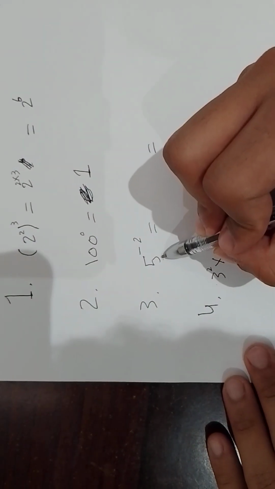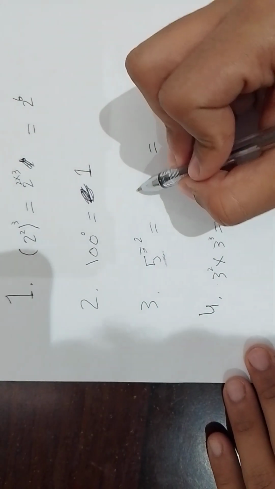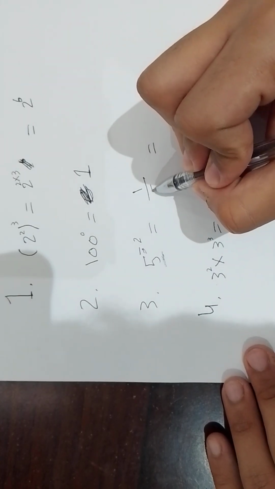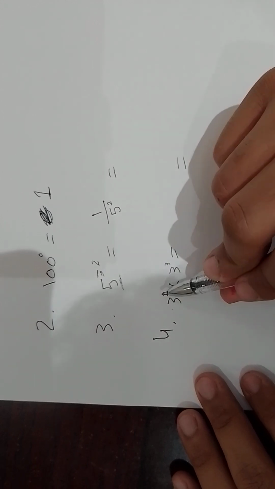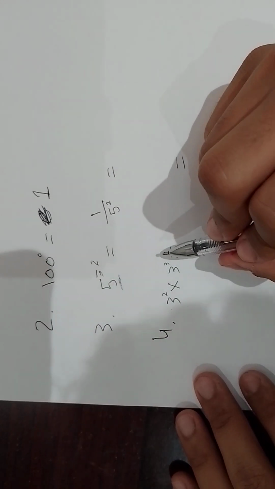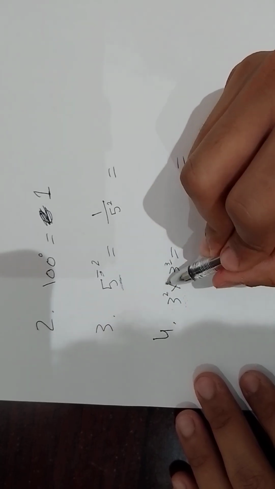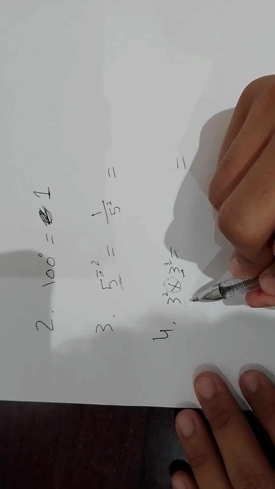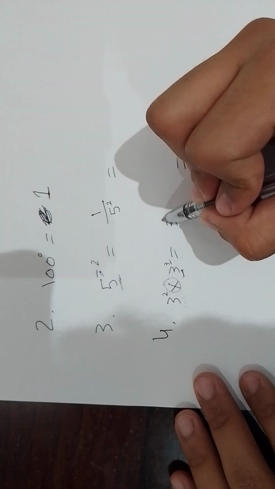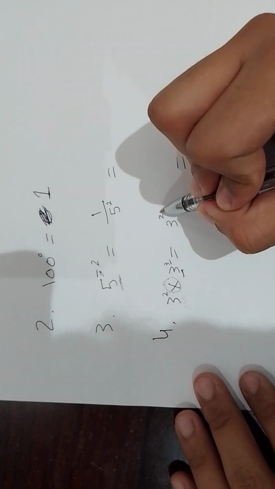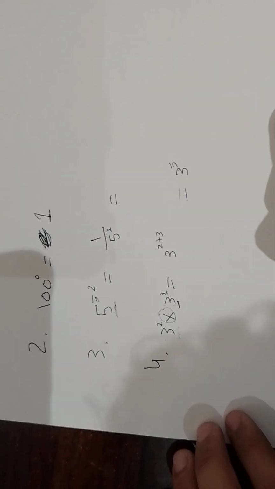So another equation, 5 to the negative 2. We see negative, so 1 over this number, 1 over 5 squared. And the last one is 3 squared times 3 cubed. We see the same numbers with different exponents and a multiplication sign between them, so we should write the same number and sum both exponents, which is 3 to the 5, and we are done. Thank you very much.